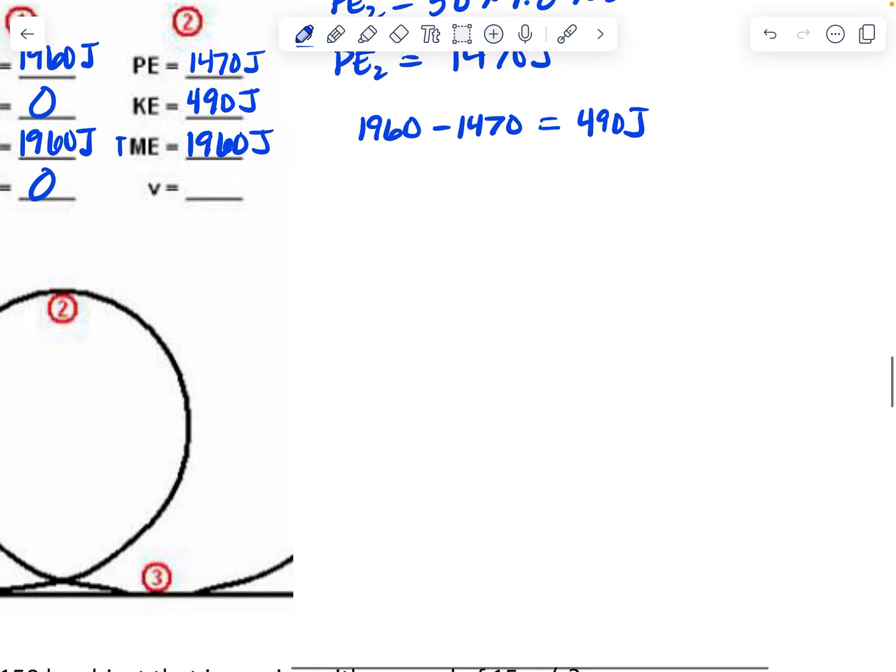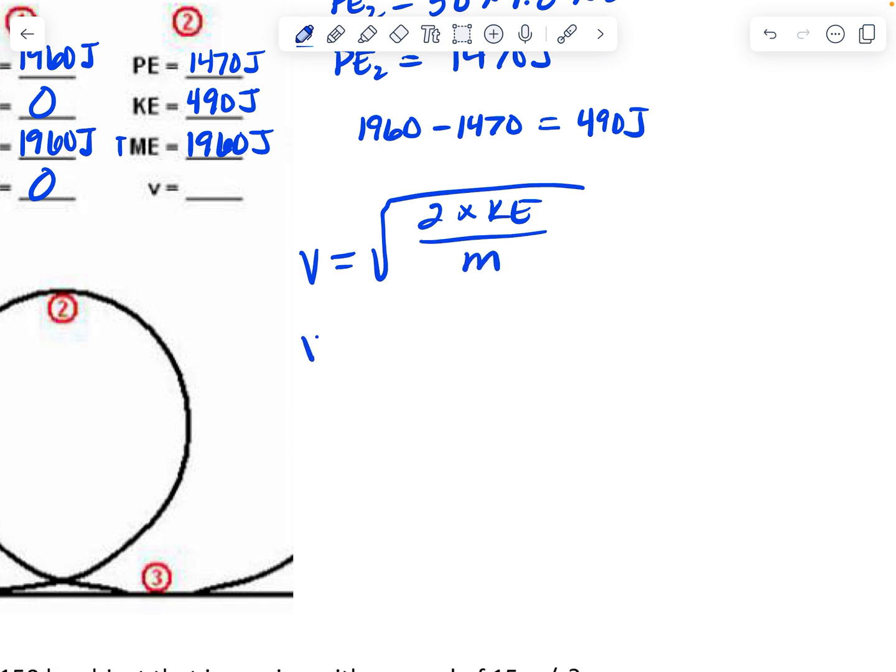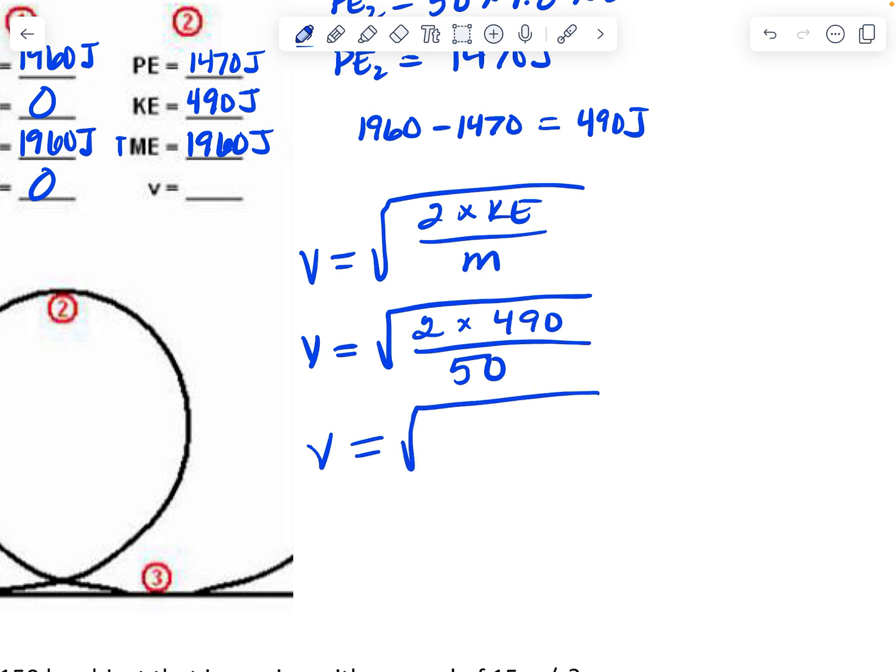Now, we do have to solve for velocity here because it is moving. So this is where we get to use our crazy formula. 2 times kinetic energy divided by our mass. So we put everything in. We just said our kinetic energy is 490. Our mass is still 50. So you can do everything under the square root first, which gives you 19.6. And then you take the square root of that, and you get 4.42 meters per second.